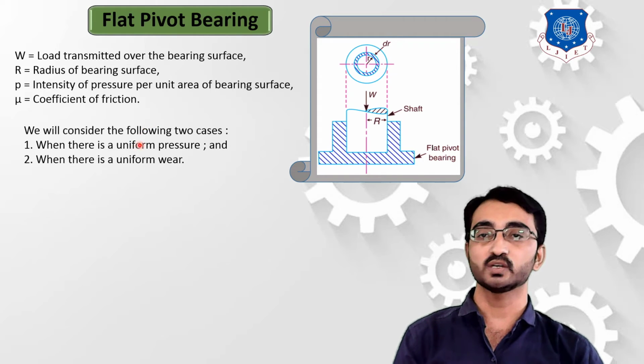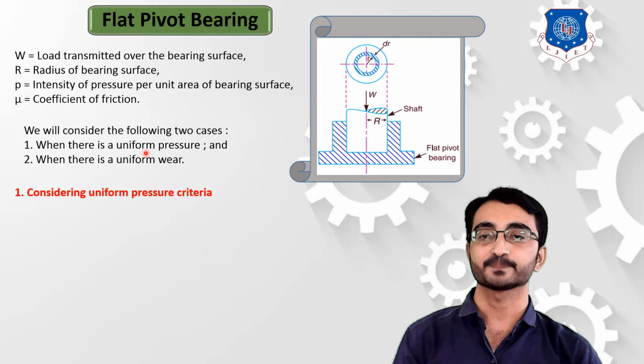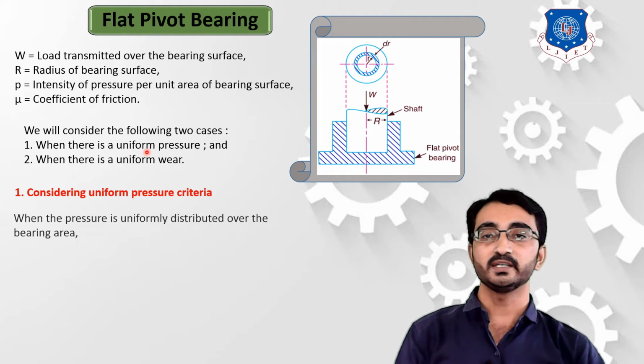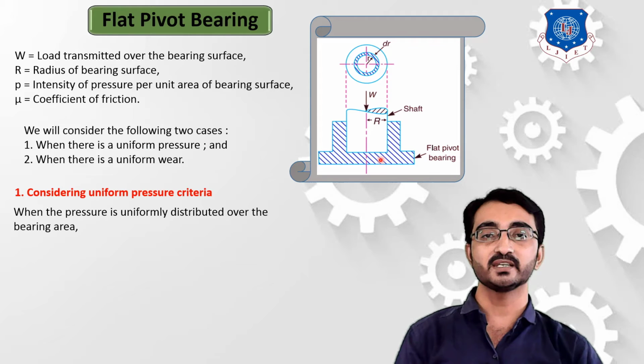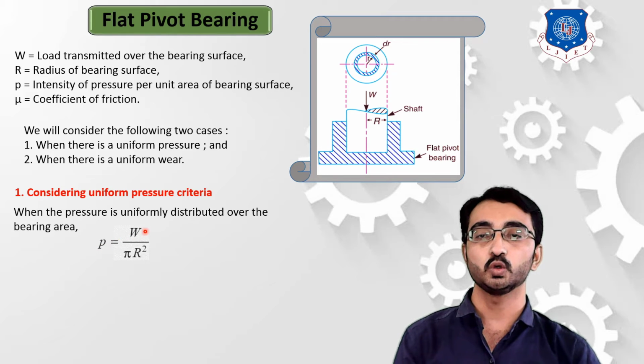Over here we have to consider two basic criteria, uniform pressure and uniform wear. So let's start with the first criterion, that is the uniform pressure theory. In the initial condition, when the bearing is new, we will consider that the entire surface is in contact and has uniform pressure. So we can apply the equation pressure is equal to load upon area.